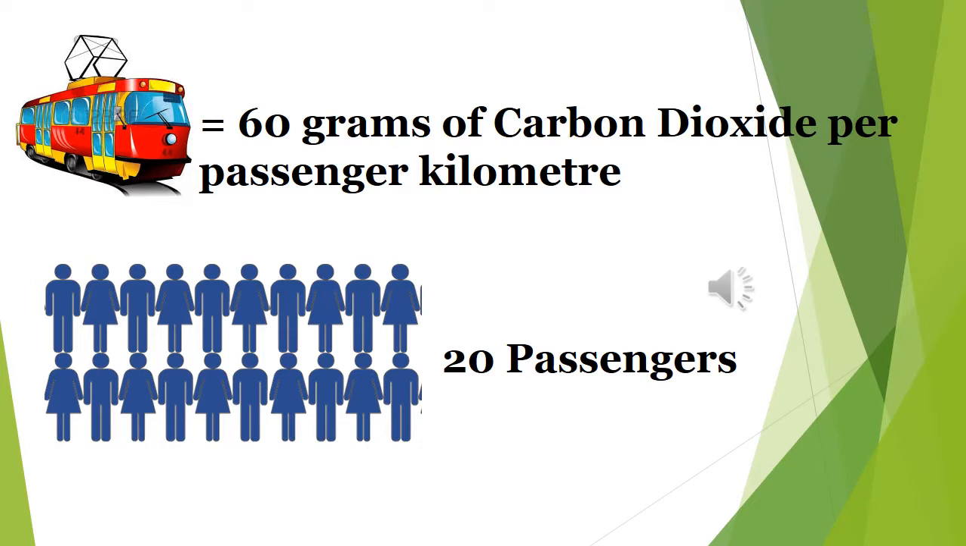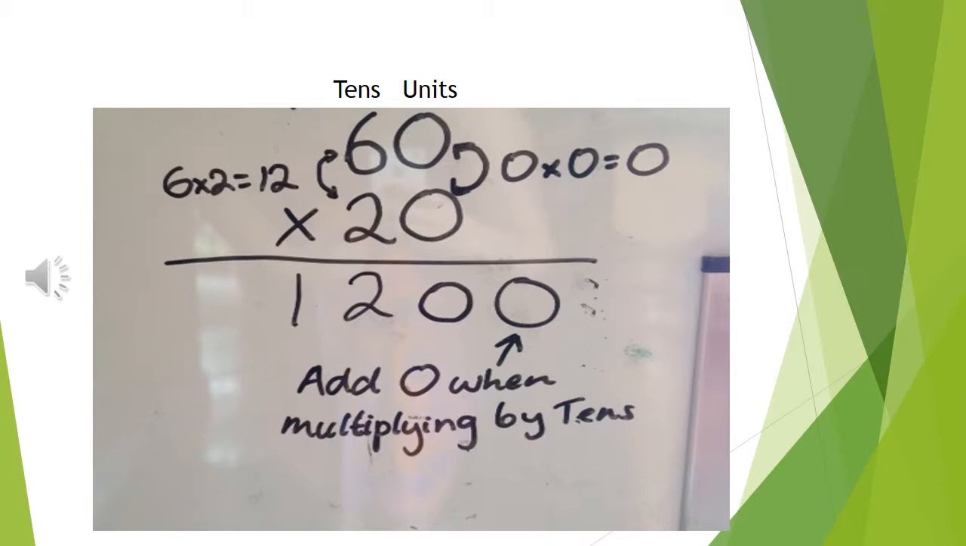To solve this problem, we need to look at the information we are provided with. Researchers have found that one tram emits 60 grams of carbon dioxide per passenger kilometre, with an average tram holding 20 passengers. To work out how much carbon dioxide a tram releases per kilometre, you have to multiply the amount of carbon dioxide released per passenger kilometre, which is 60 grams, by the amount of passengers on an average tram, which is 20. This will form the equation 60 times 20.